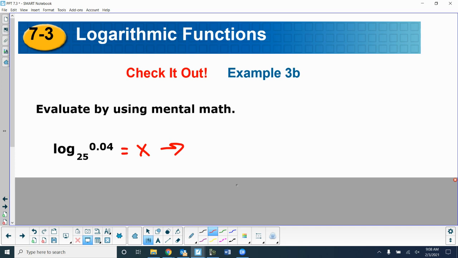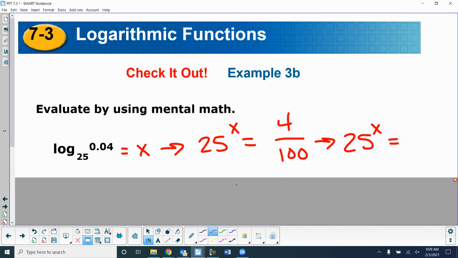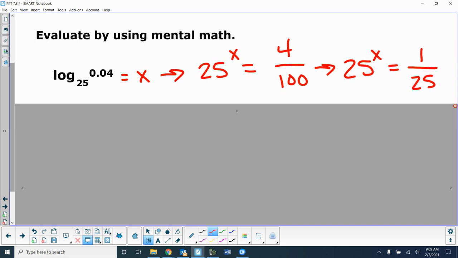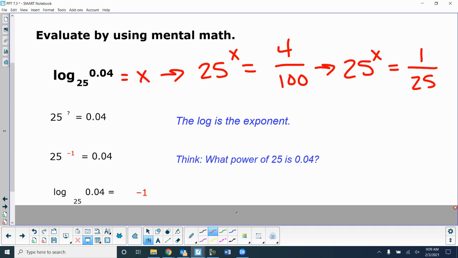What's the base? 25, right? So the 25 to the x power equals, what's that? 400, right? Which is what? What's that reduced to? 1/25, isn't it? What's the exponent going to be to make that work? Louder. -1. Very good.